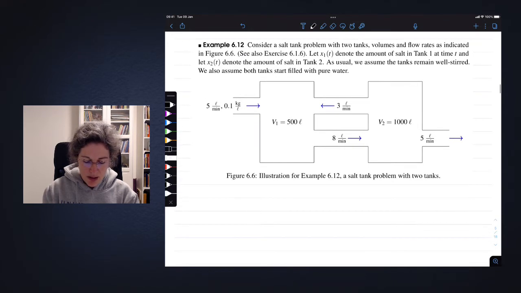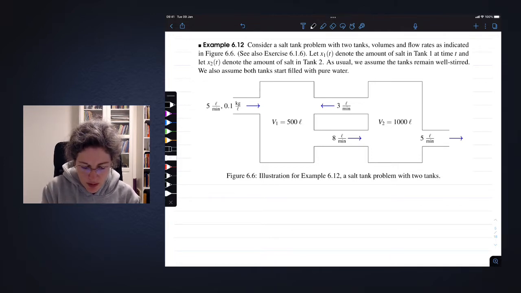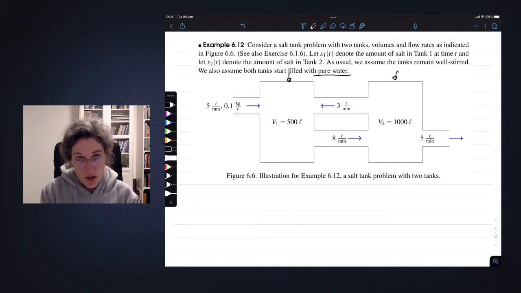So let's have a look at an example. It's going to take us a little while to work through it. This is a typical differential equation problem that crops up in things like chemical plants, where you're trying to work out concentrations of things being mixed. So here we've got two tanks, this tank and this tank, and they're both going to start filled with pure water.